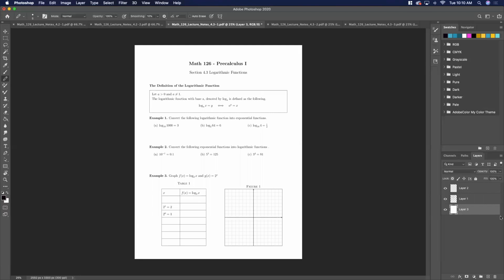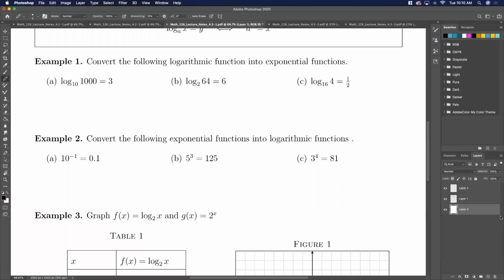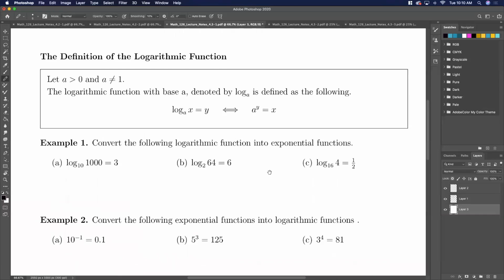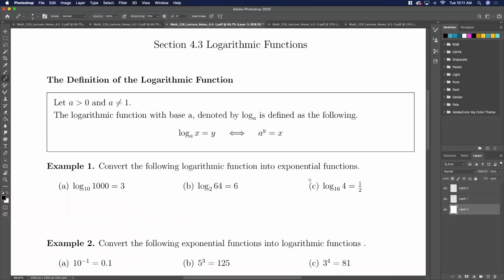So we're going to talk about logarithmic functions. The logarithmic function is the inverse function to exponentials, and so it kind of flips the question on its head. We're going to let a be greater than 0 and a not equal to 1, same reason as before, so that we don't have to deal with complex numbers.